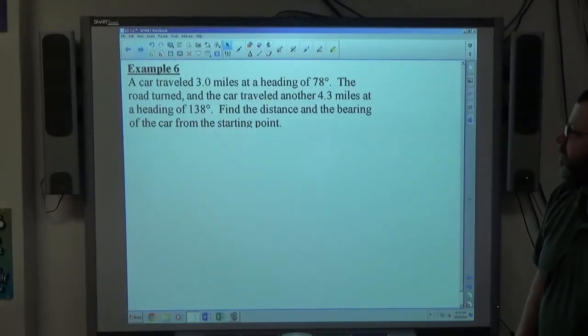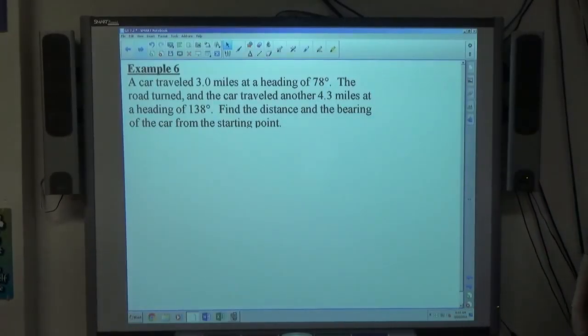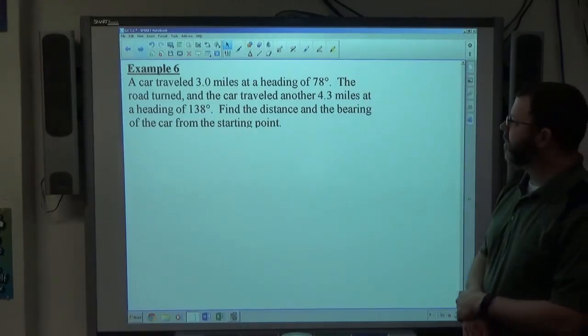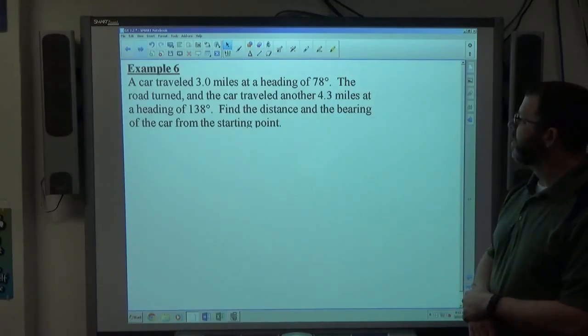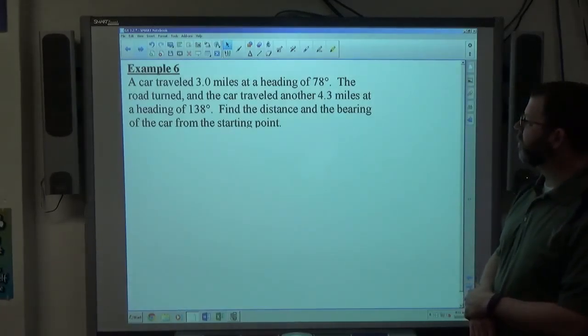Okay, example 6 on 7.2. A car traveled 3.0 miles at a heading of 78 degrees. The road turned. The car traveled another 4.3 miles at a heading of 138 degrees. Find the distance and bearing of the car from the starting point.